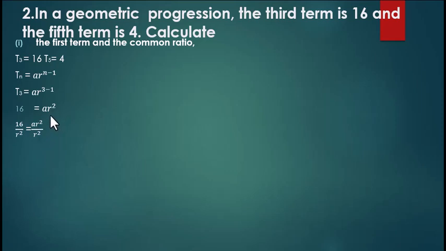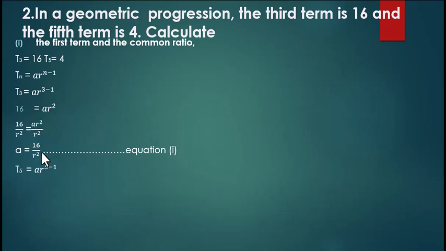Okay, so in order for us to solve for a, we divide both sides by r squared. So therefore our a is going to be 16 over r to the power n. So this becomes our equation 1. So we are now going to deal with our equation 2.